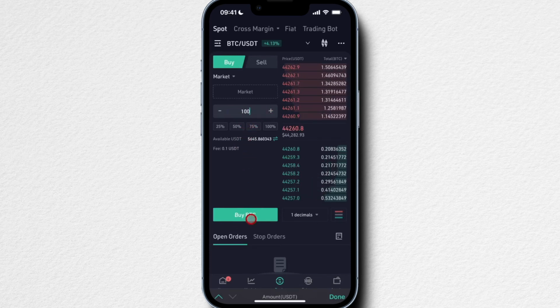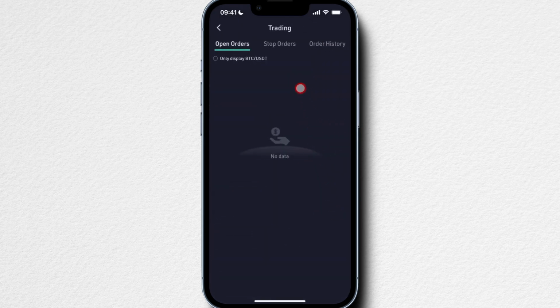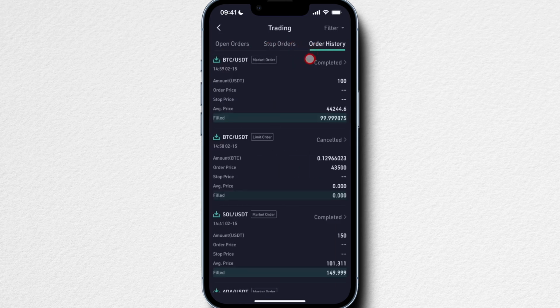And then when we click on buy BTC, it will simply take the best price that is available right here, which is always the lowest one that you can see. So when I click on buy BTC, then the order has automatically been filled because it's just been taking the best order that is available right here. And then when I go to my history, so let's go to order history right here, we can see that I've bought now, I've spent $100 and the average price was 44,244 US dollars per Bitcoin.